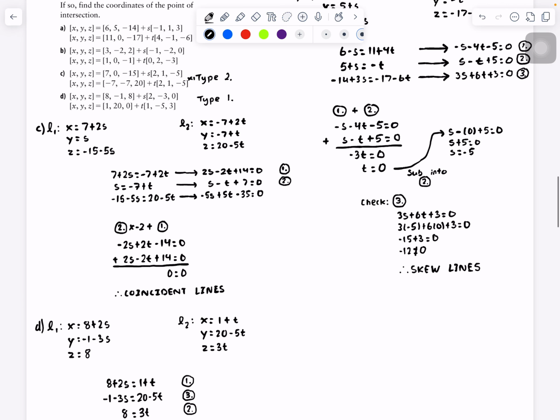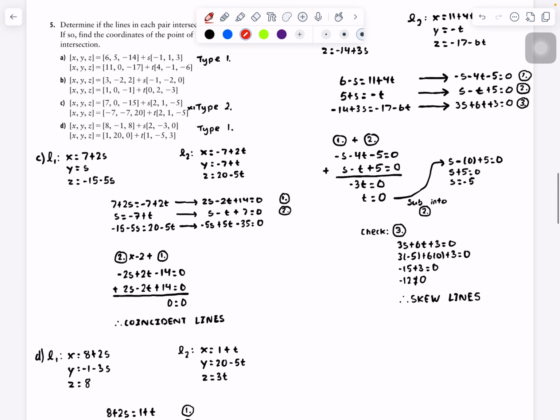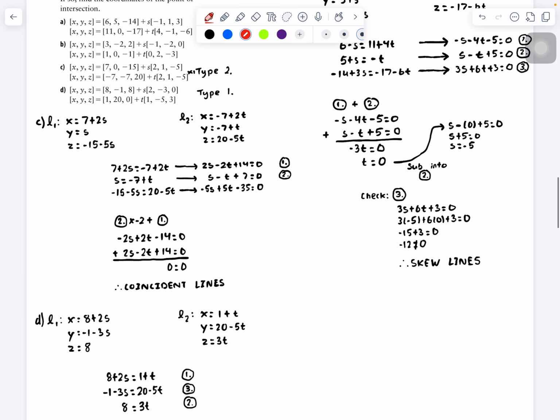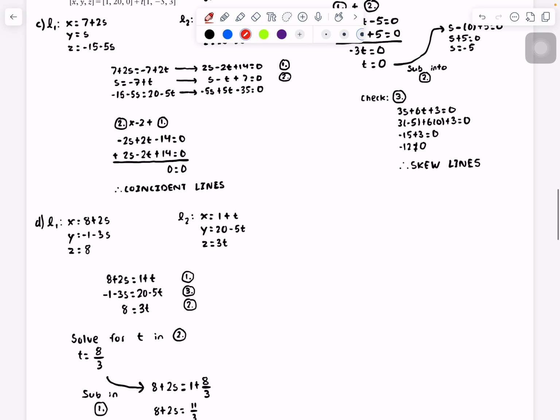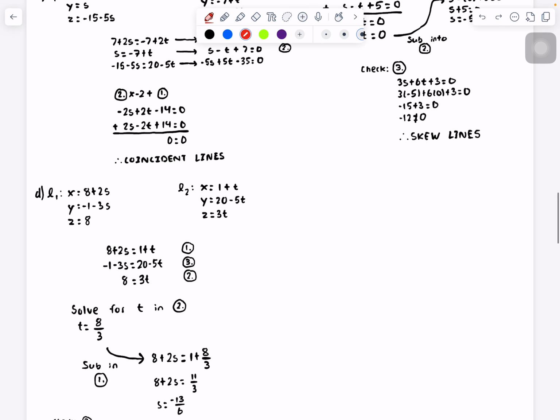Part D, the problem here is not going to just end with a mathematical statement. I'm going to get values for s and t because it's a type 1 problem. So write the parametrics. This always stays the same. Equate like coordinates. Okay. Now notice here though, this problem is quite peculiar because you actually don't even have to do the whole elimination process in a sense, where you can just find t quickly in equation 2, which I labeled here. That's what I did here, solve for t in 2.